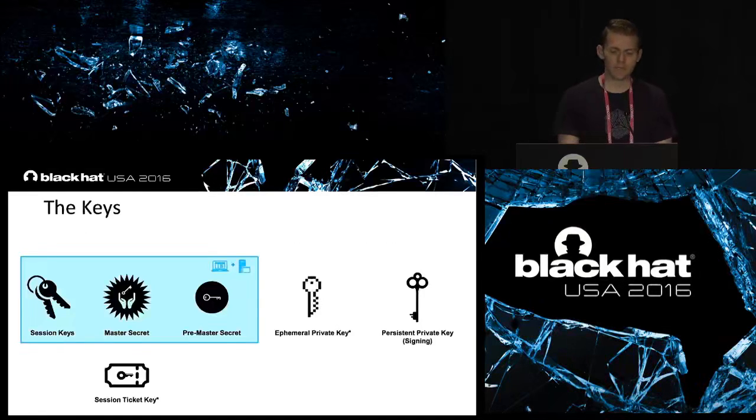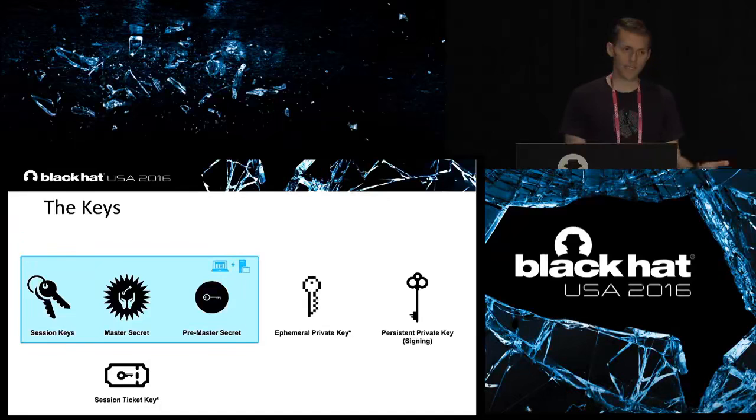So secrets, right? What do these secrets look like? Well, here's all the kinds of secrets we've talked about so far that could exist in a given connection. You've got session keys, you've got the master key, the pre-master key, and those are both on the client and the server. And then you have the ephemeral private key, the persistent signing key, and the session ticket key that could exist, and those would be on the server only.